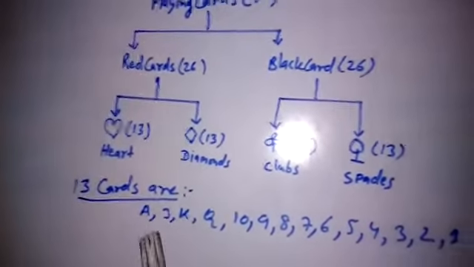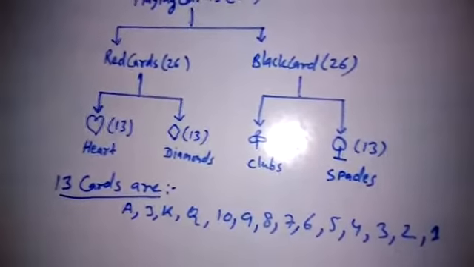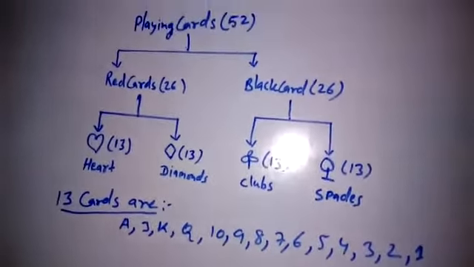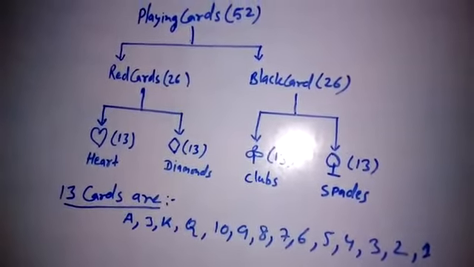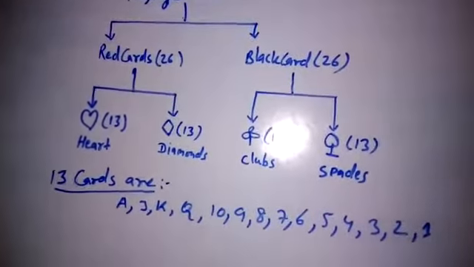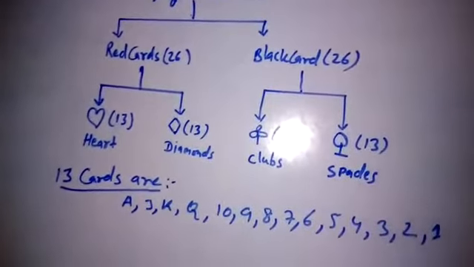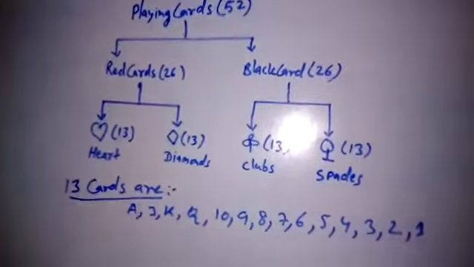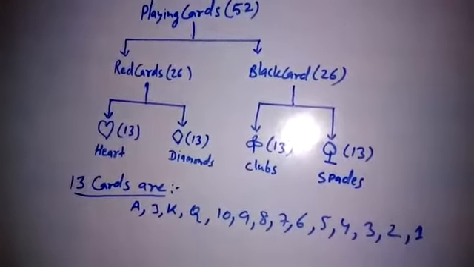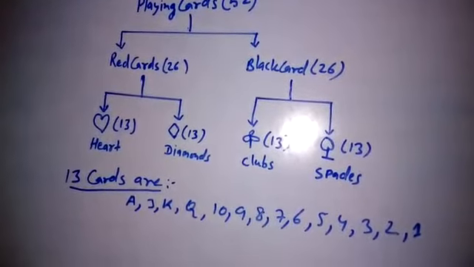Either we take A, J, K, Q, 10, 9, 8 or whatever, they all have 4 cards. Then 13 cards multiplied by 4, the total is 52 cards. Now we will see the question and how we will solve it.